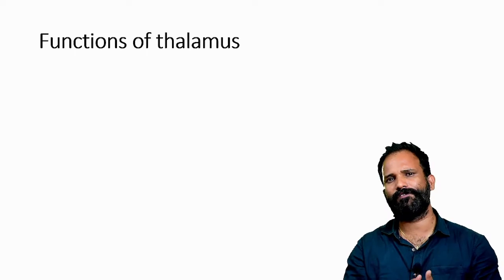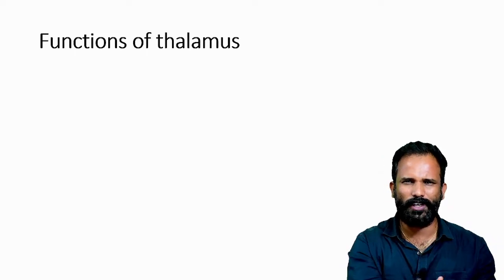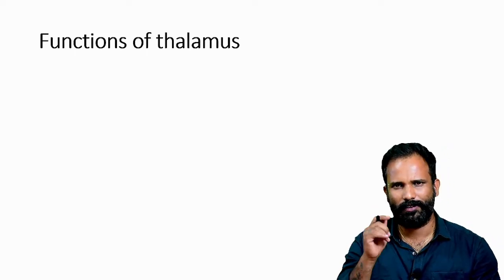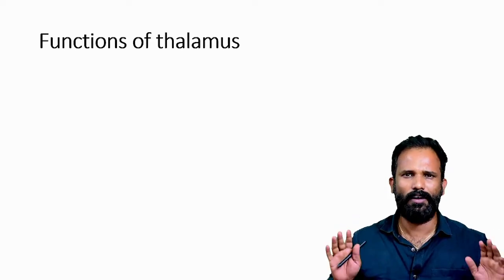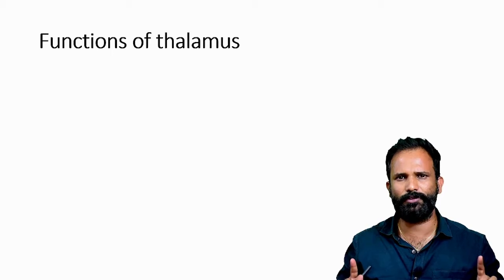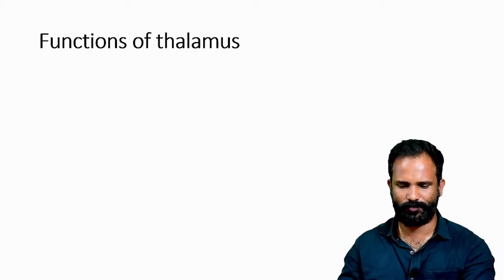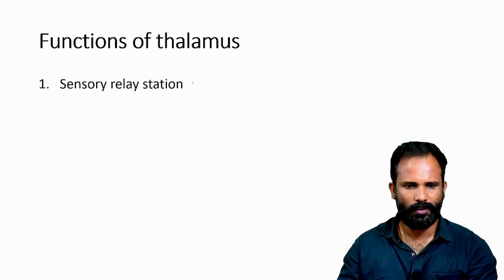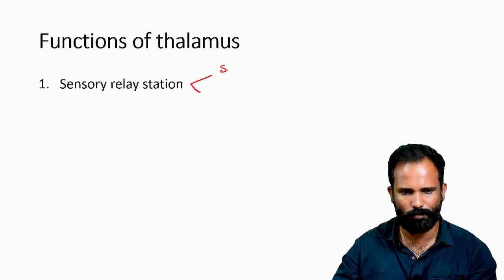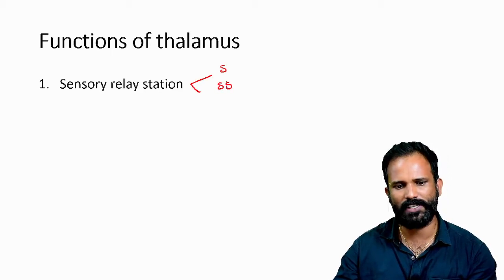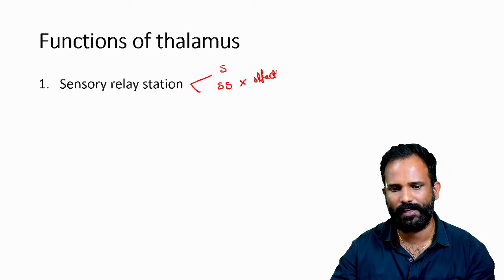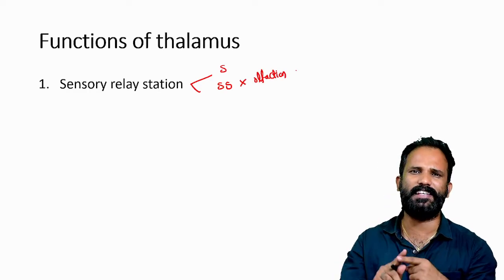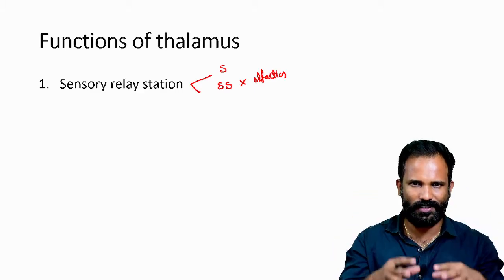Now coming to the functions of thalamus. So we already talked about the functions. The prime function, if at all anyone asks me what is the function of thalamus, the first answer I will give you is sensory relay. So thalamus relays both sensory as well as special sensory, except olfaction. Except olfaction, every sense comes to the thalamus.